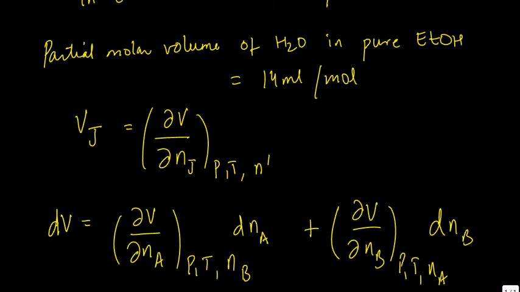So what I told you was that 14 milliliters per mole is the partial molar volume of water for pure ethanol, right? But as I change the composition of the ethanol-water mixture, this partial molar volume would change. But each time, the way I have to do the experiment is to have a huge quantity of the mixture.